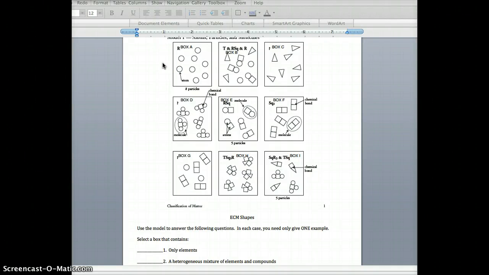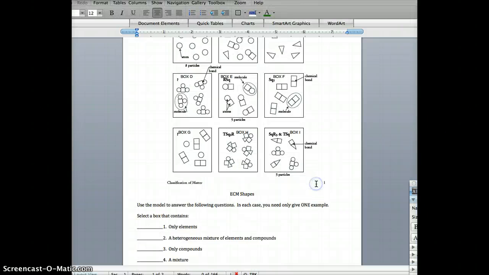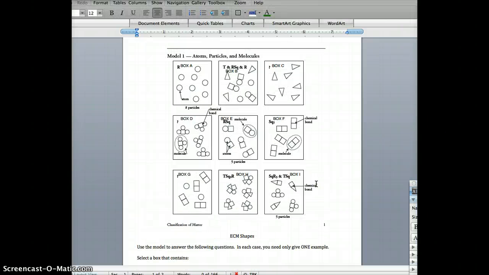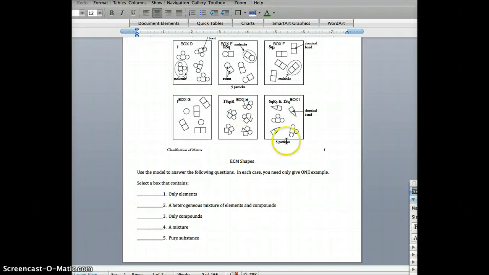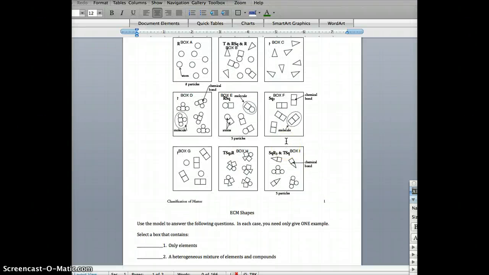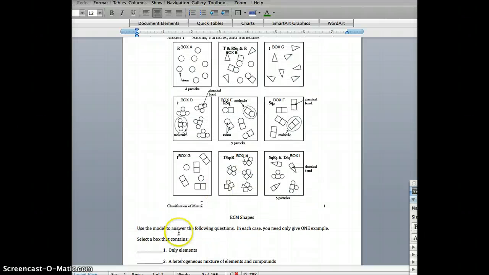This is a review of the Matter quizzes that we did at the beginning of the year. Looking at these shapes, you may remember these. We had shapes that represent different kinds of matter division. Shapes that were only elements would be boxes that contain only one kind of atom.